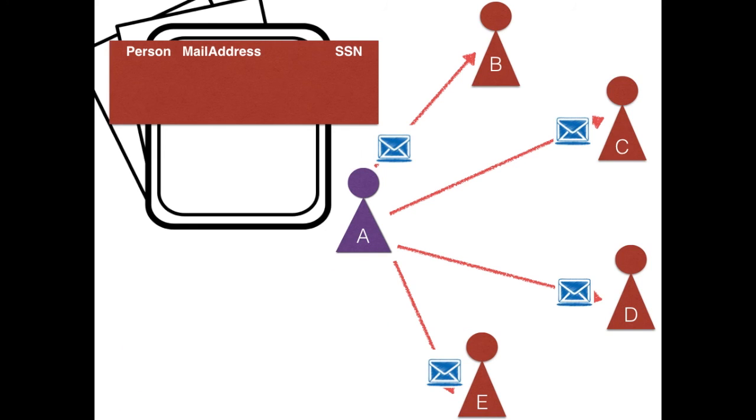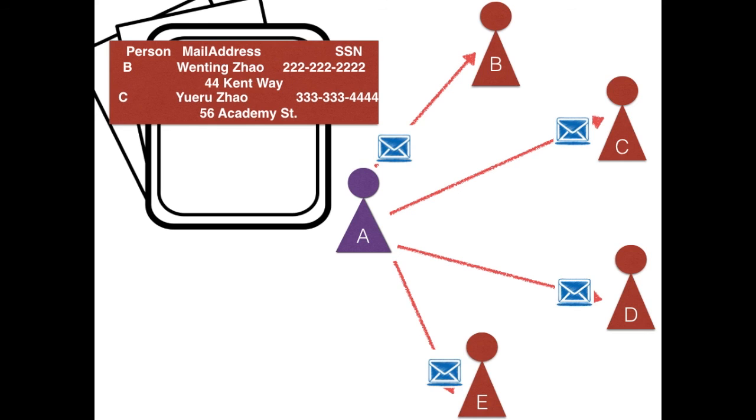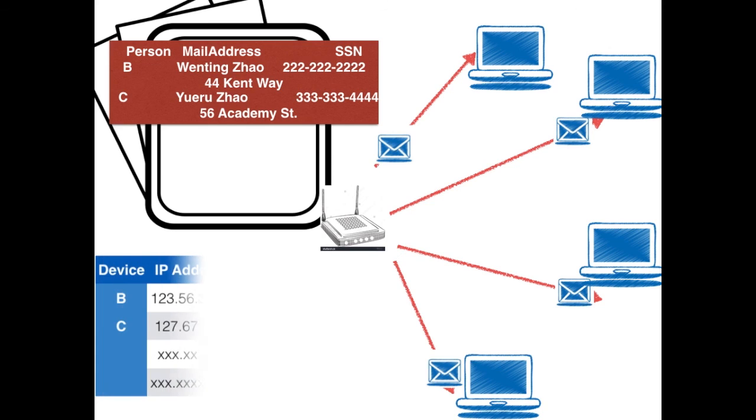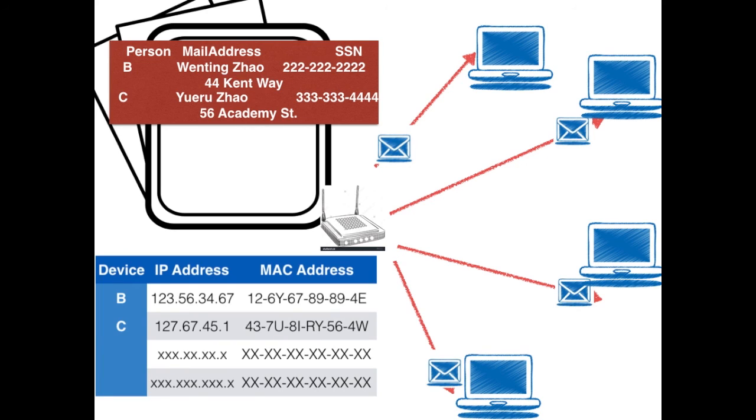Then A writes down the information about B in a table. With the same method, A gets information of C as well. Let's change A to router and B, C, D to devices. IP address is the same as mailing address, and MAC address is the same as Social Security number. The router broadcasts the message by setting the destination MAC address as the broadcast MAC address and creates an ARP table which contains the matching of IP address and MAC address.